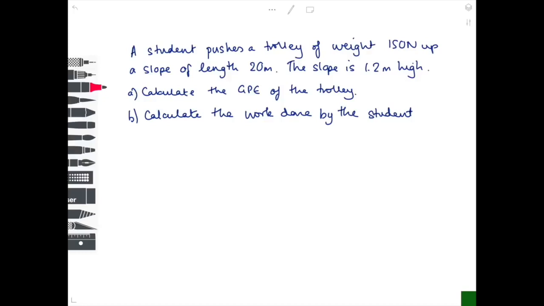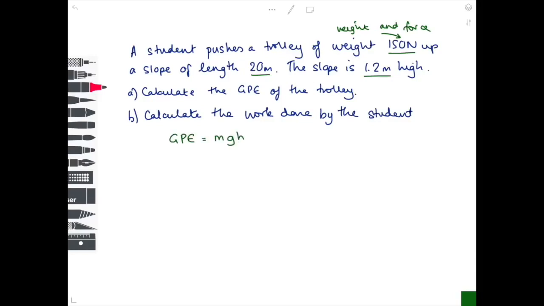So let's have a look at what we have here. A student pushes a trolley of weight 150 newtons up a slope of length 20 metres. The slope is 1.2 metres high. Calculate the GPE, the gravitational potential energy of the trolley, and calculate the work done by the student. Let's look at the unit. It's a newton, which means it's both weight and force. We know the slope length is 20 metres, and that it is 1.2 metres high.